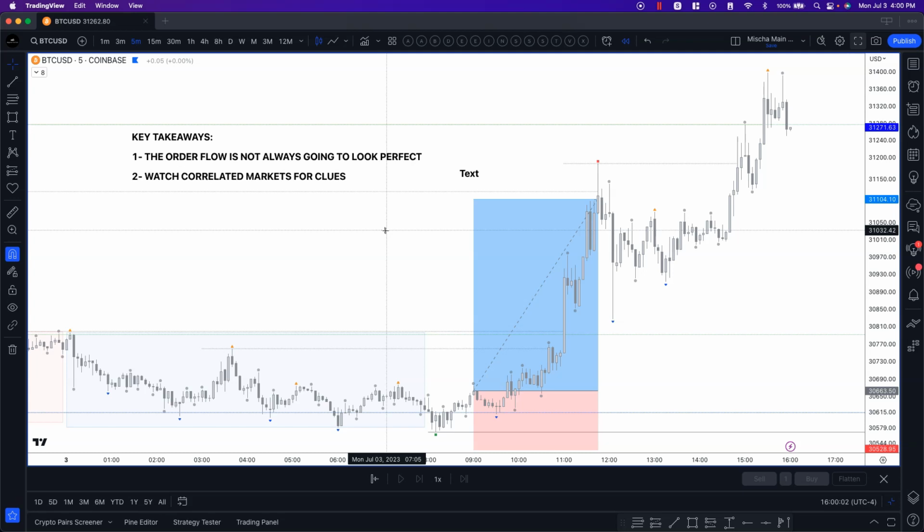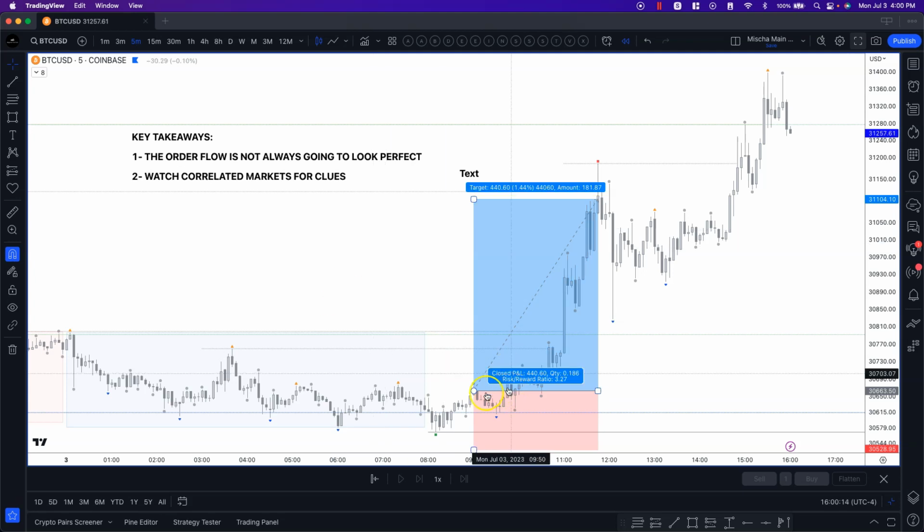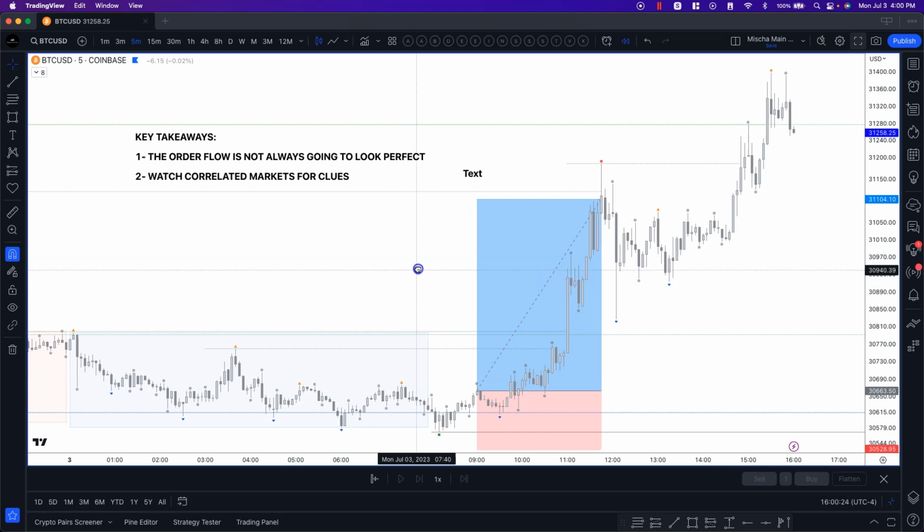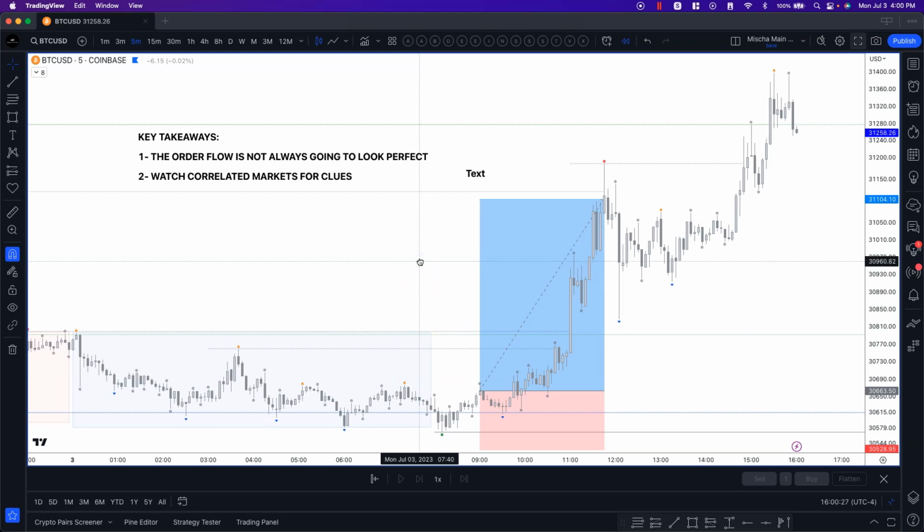protects you from both potential worst case scenarios, because there's two worst case scenarios when you see a trade like this with an order flow that does not look exactly the way you want it. The first worst case scenario is that you don't take the trade and it ends up playing out like this. Then you're pissed because you missed out on a trade. The second worst case scenario is if you do actually take the trade, but then you get stopped out. Now you feel stupid because you took a trade when things weren't exactly picture perfect.